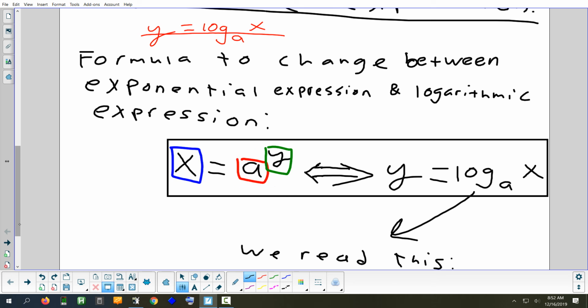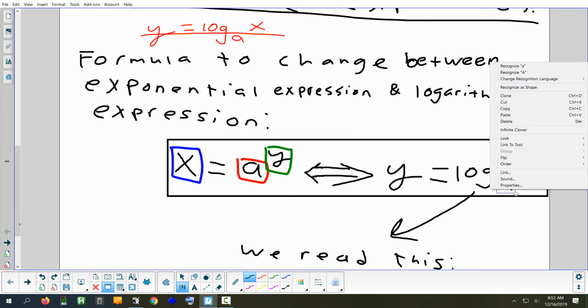So, looking at what's on the left, A is called the base. Looking at what's on the right, A is also called the base. And I'm going to tell you that when I show you how to read or pronounce what's on the right. But A is the base because it's lower. A is the base here because it's lower.